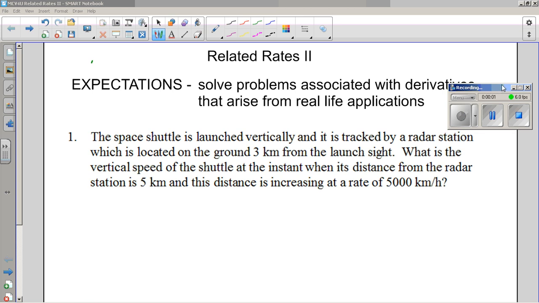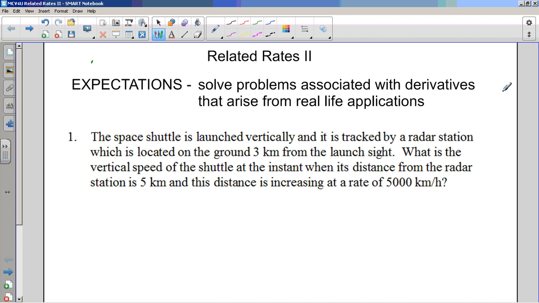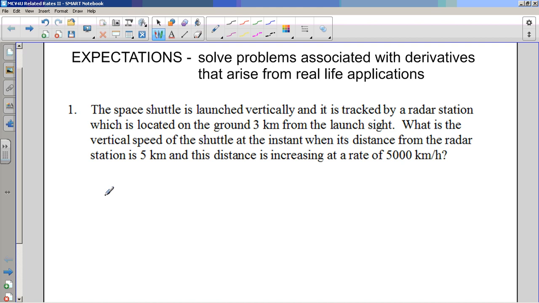And welcome, calculus folks, for round 2 of related rates. Here we go. Another typical problem. A space shuttle is launched vertically and so on. You're reading this. Let's draw a diagram.